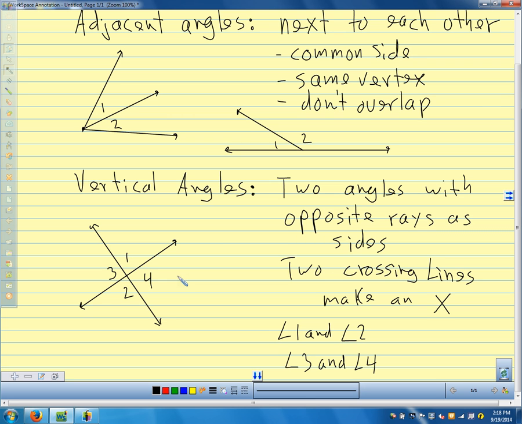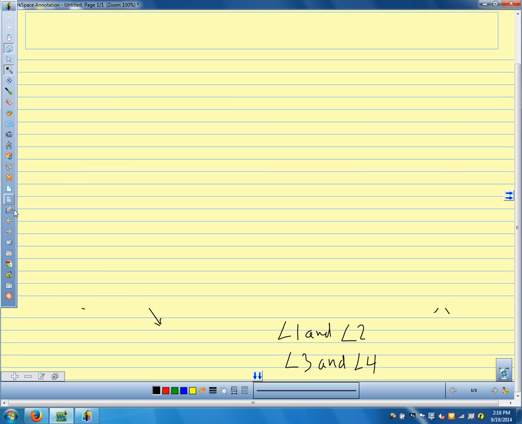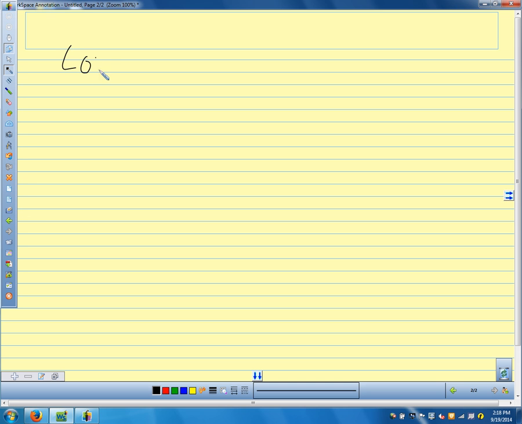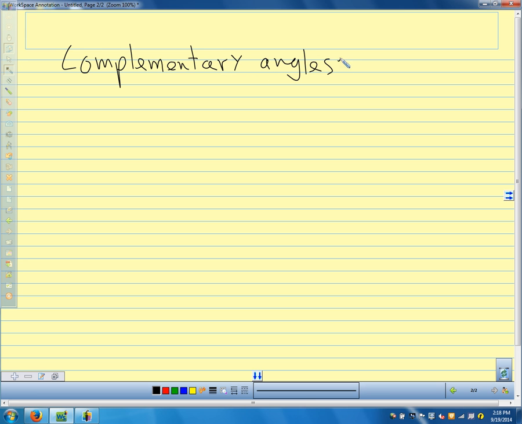Are we good there? Did we talk about adjacent angles, vertical angles? We'll be talking about all of these things in May, like I said. All right, next special pair are complementary angles. Anyone know what complementary means? Very nice. Doesn't mean they're saying nice things about each other. So, two angles whose measures add up to 90.